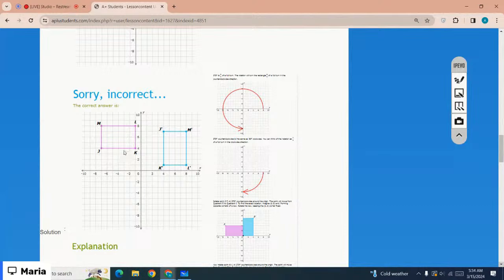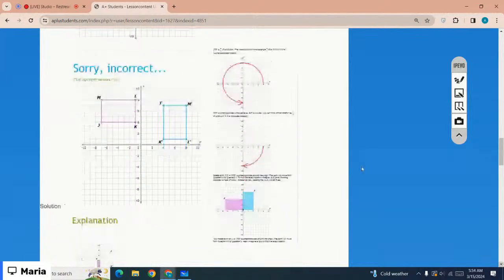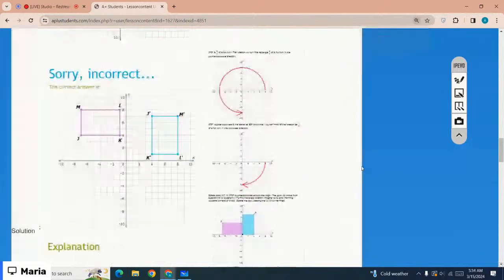So if you have to move from here to here. I just cannot read the explanation. A 270-degree counterclockwise rotation is the same as a 90-degree clockwise rotation. So you can think of the rotation as 1/4 of a full turn to the counterclockwise.